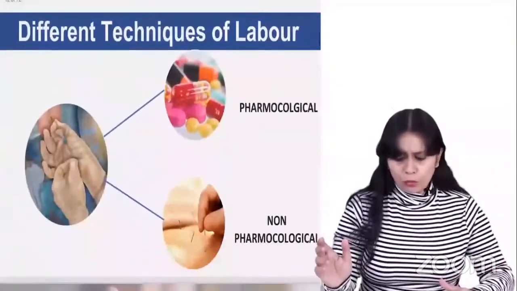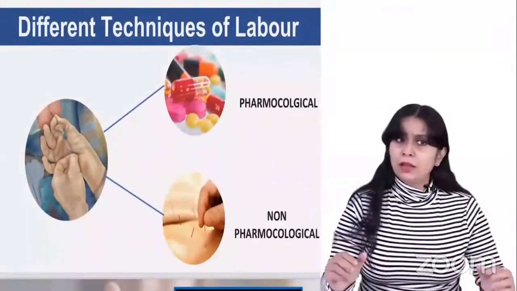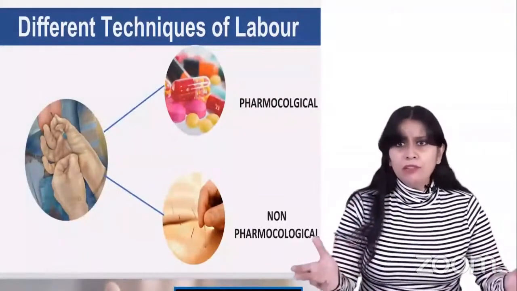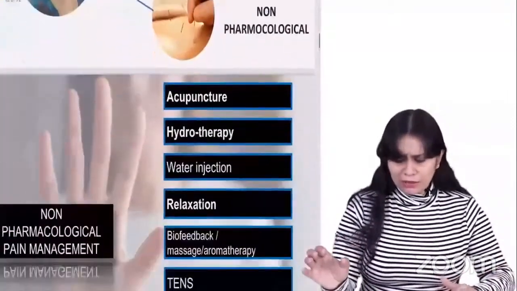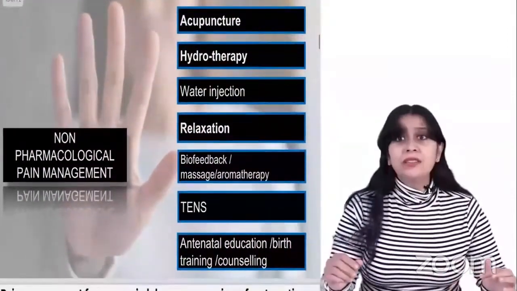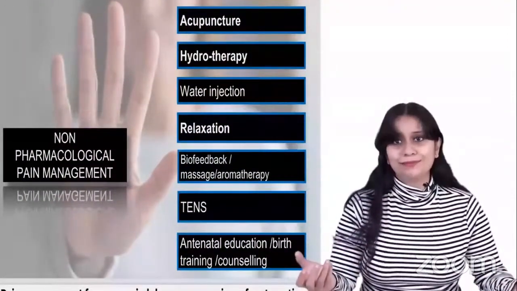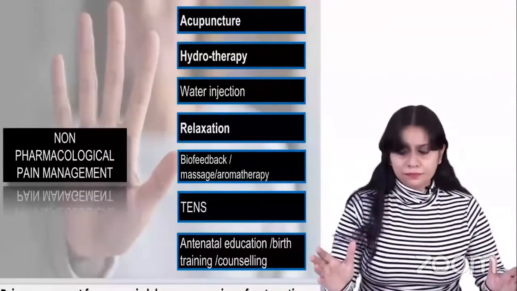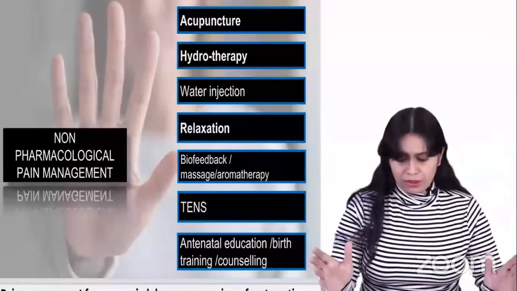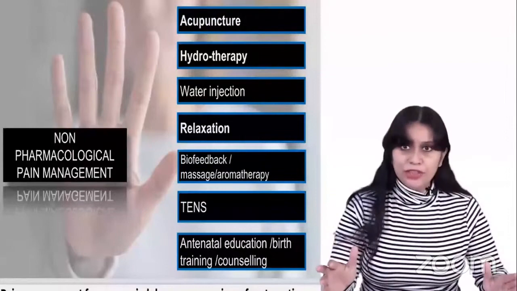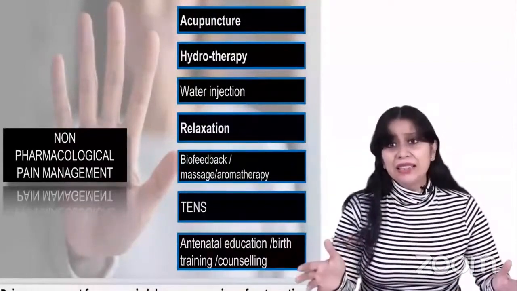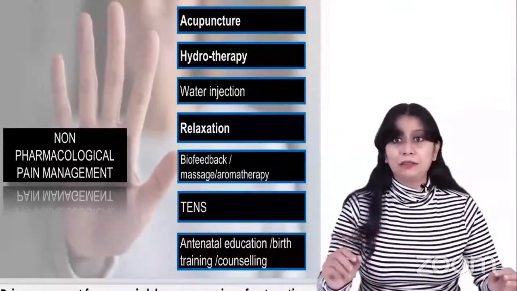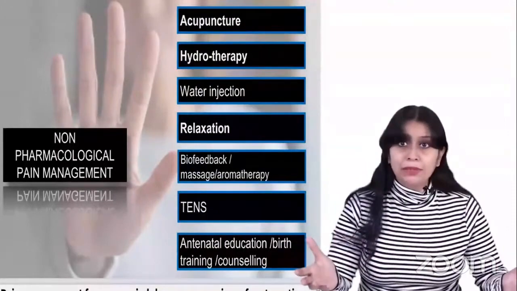Saying this, what are the ways of giving labor analgesia? Well, it can be divided into pharmacological and non-pharmacological techniques. Non-pharmacological techniques, I will just touch. As I told you, labor analgesia has been required for centuries because the pain is very intense. There are various methods like acupuncture, hydrotherapy, water injection, relaxation, biofeedback, massage, TENS, antenatal education, birth training, counseling, all of which have been studied for ameliorating the labor pain.